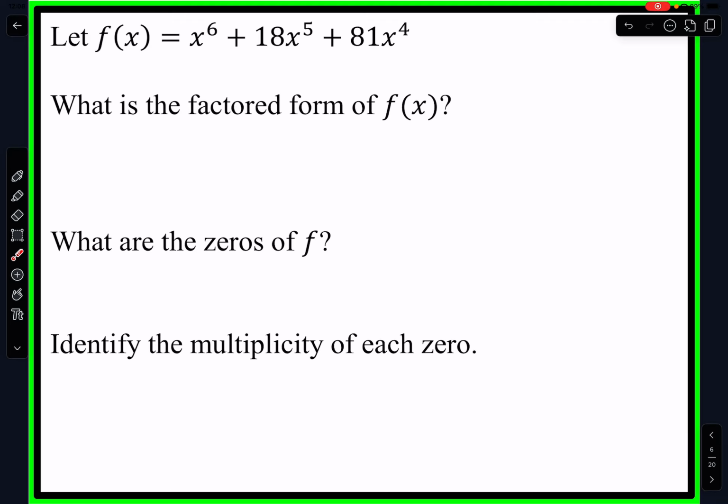Hello and thank you for watching this help video. In this video, I'm going to explain how to find the factored form to this polynomial, identify the zeros, and the respective multiplicity.